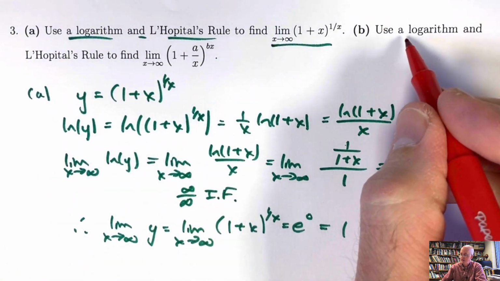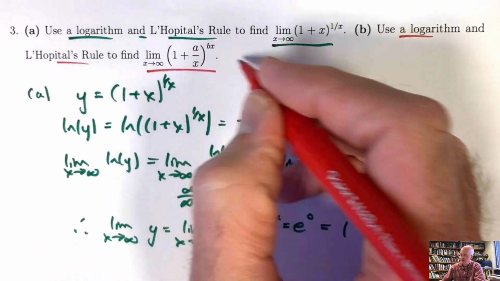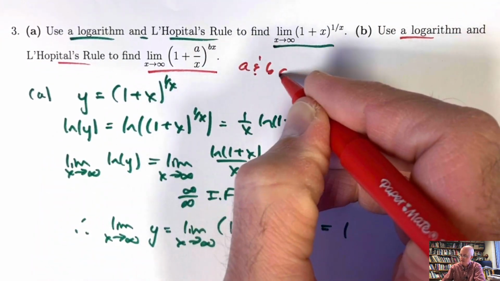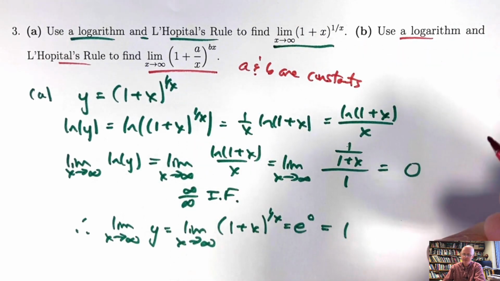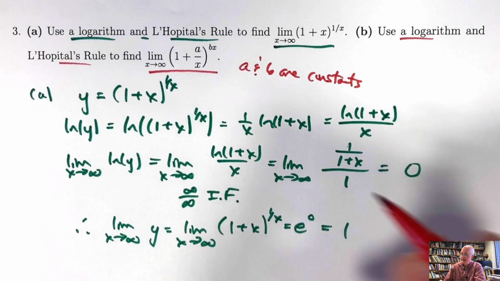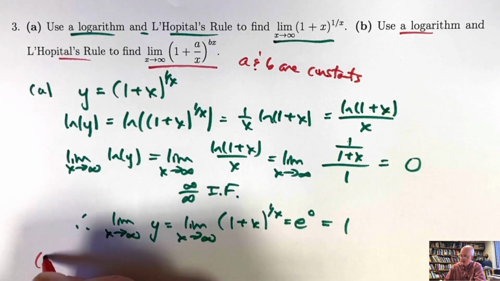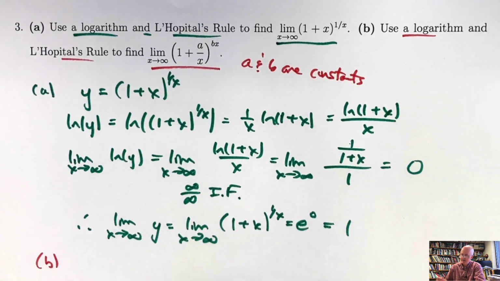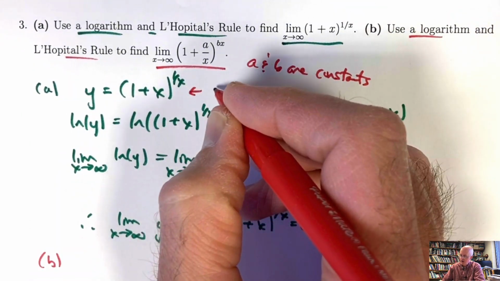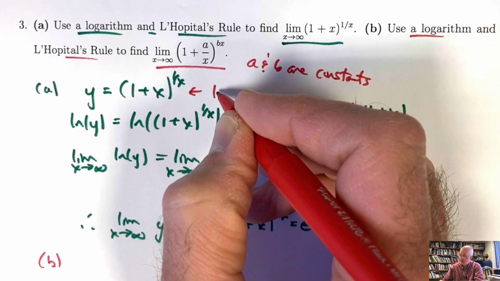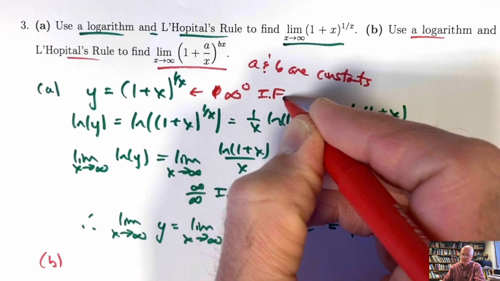Part B is similar. Use a logarithm and L'Hopital's rule to find this limit. A and B are constants. Will we get 0 again or 1 again? Not clear. Is it a new kind of indeterminate form? Yeah, it is. The previous one was an infinity to the 0 indeterminate form.